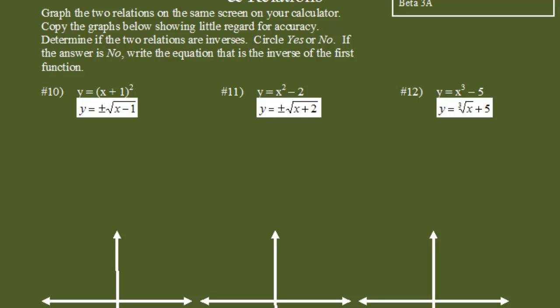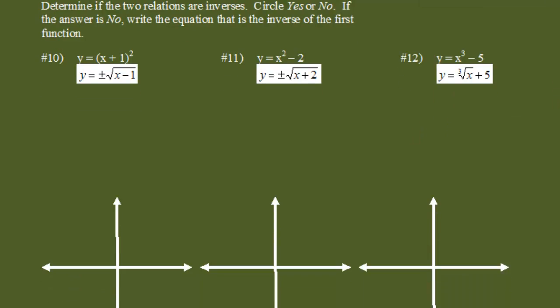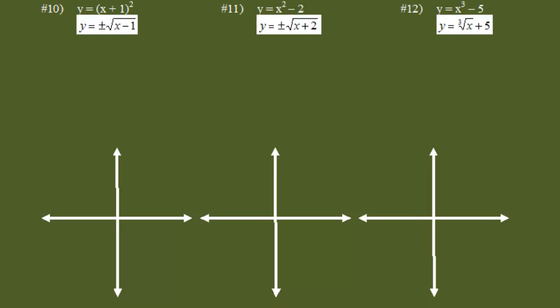Circle yes or no. If the answer is no, so that means if they're not inverses, write the equation that is the inverse of the first function. So in other words, for 10, 11, and 12, graph both of the functions quick as you can using your calculator. Then, if they're not inverses, find the inverse of the first function. So if they're inverses, you have no work to do. If they're not inverses, you have the work to show that they're inverses. To find the inverse, I should say.